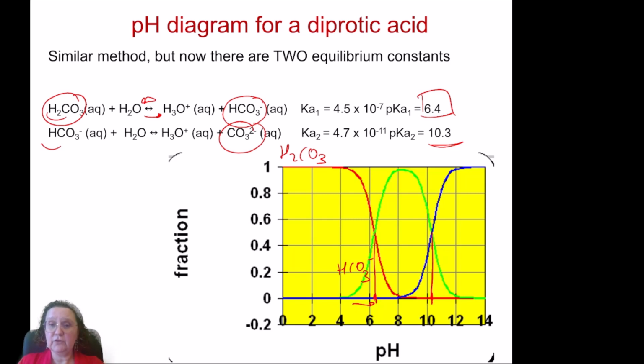At some point, you start having the second equation in place. If you increase the pH slightly, your hydrogen carbonate starts reacting to produce the carbonate anion. So the carbonic acid has completely disappeared. Your hydrogen carbonate starts reacting to give you your carbonate anion, the second reaction. And you reach the point here at 10.3 in which you have 50-50 of hydrogen carbonate and carbonate anion. And the blue line represents the carbonate anion.